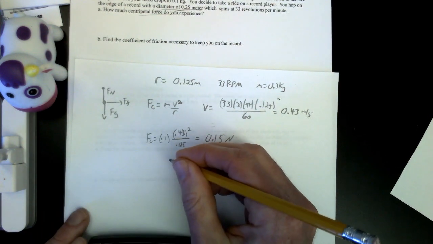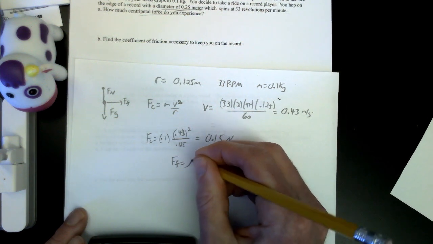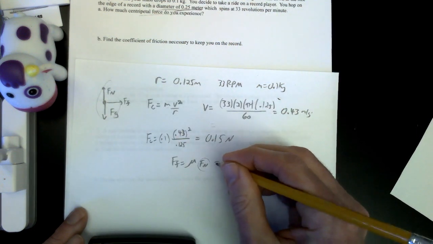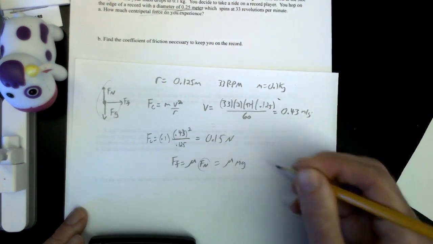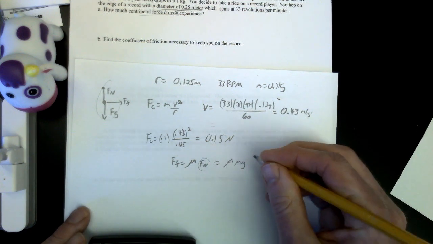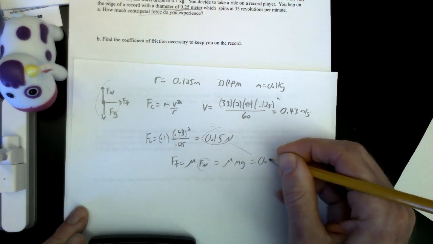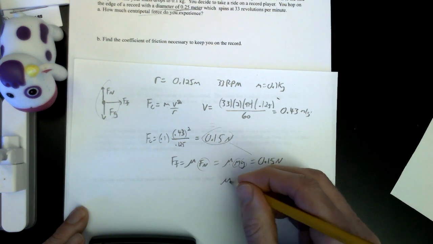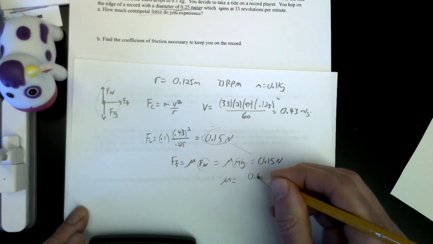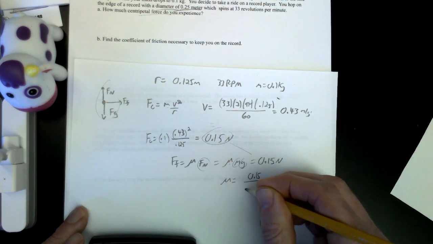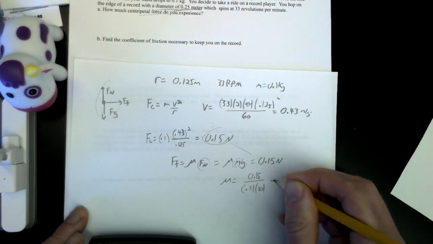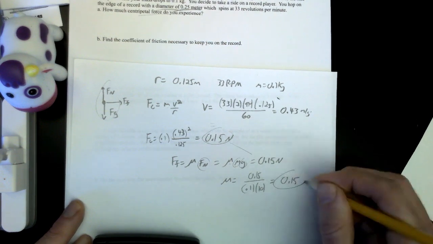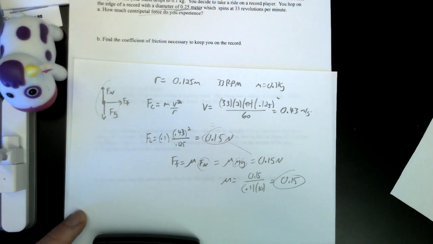Now remember, my friction force is mu times my normal force. Normal force and gravity are equal to each other. So this is mu times m times g. And that is this force right there, 0.15 newtons. So I know m, I know g, and I just need to find mu. So mu is going to be 0.15 divided by my mass, 0.1 times g, 10. The 0.1 times 10 cancel each other out, and I'm going to get 0.15 for my coefficient of friction that I need.